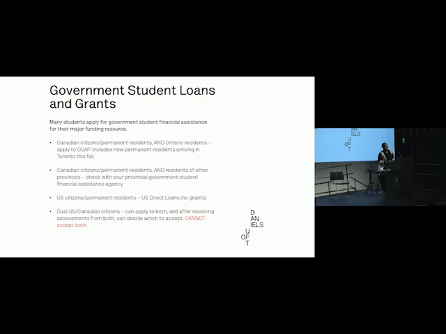The main thing to keep in mind is that if you happen to be a dual citizen between America and Canada, you can apply for both, but you do have to make a decision at the end as to which resource you're going to use. So most students, what they do is they apply for both, see what the numbers are, and then make a decision from there.